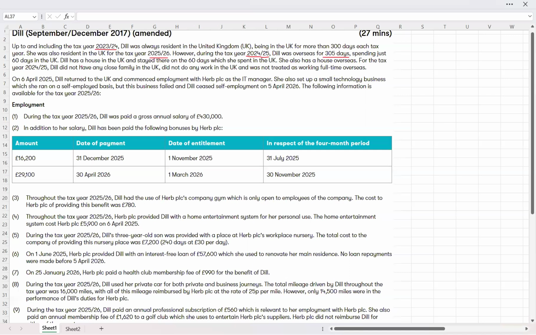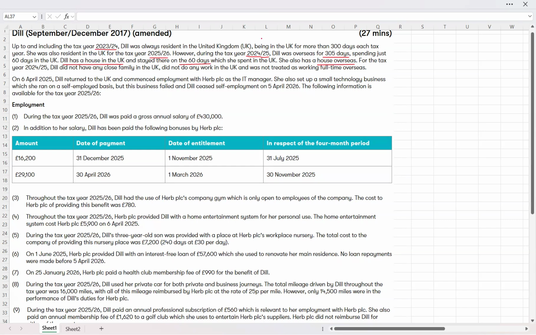Okay, now Dill has a house in the UK, so whenever an individual has a house in the UK, that is considered a tie. The ties come at the third stage, when you are done with the automatic overseas and the automatic UK resident tests, and stay there on the 60 days, because Dill was in the UK for 60 days, and during those 60 days, Dill occupied the accommodation. Okay. She also has a house overseas.